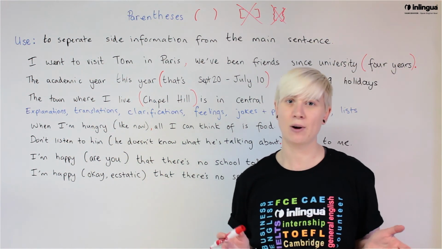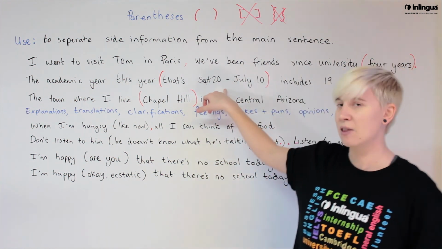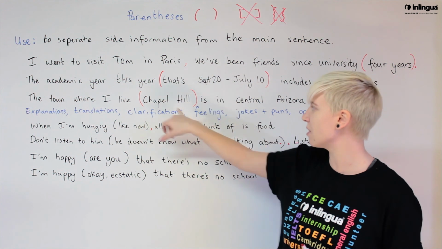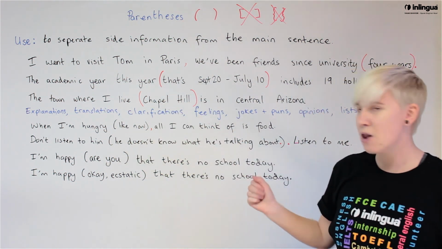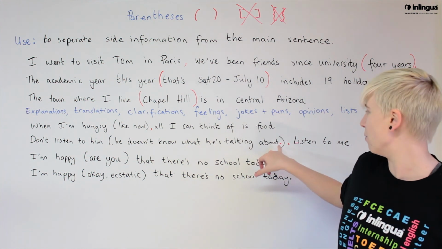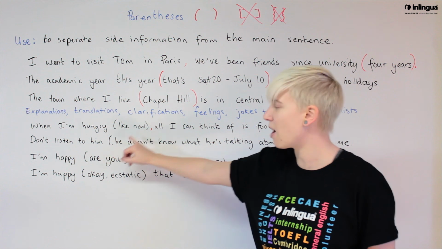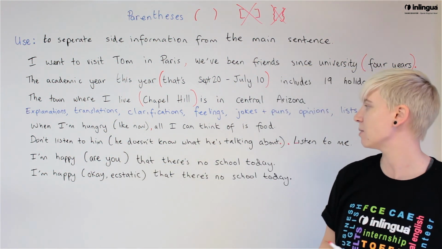Otherwise, it's incorrect. If you look at my other examples, 4 years, that's September 20th till July 10th, Chapel Hill, like now, none of them are complete sentences. They're all fragments. So they don't need their own punctuation. But this entire sentence has to have a period so that we know it's finished.